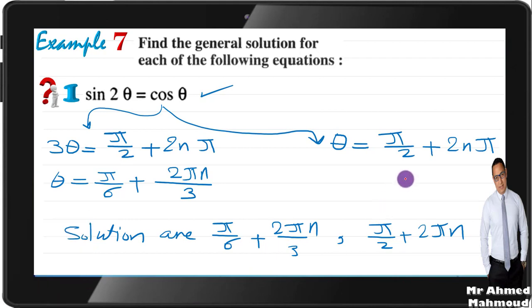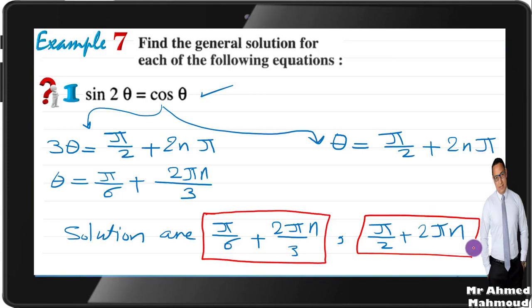I think it's very easy. You can solve it using numbers, it's okay, by using 90 in place of pi over 2 and 360 in place of 2 pi. And this is the second solution. Both are correct. Okay, number 2.